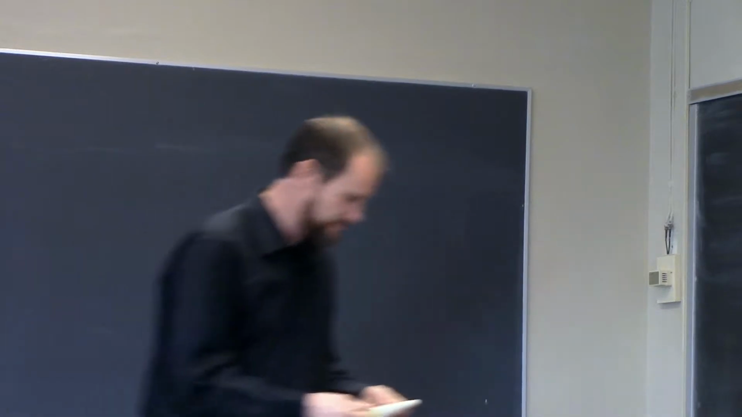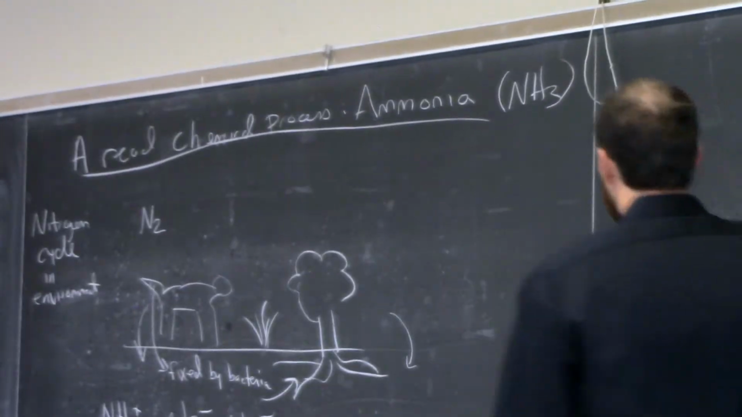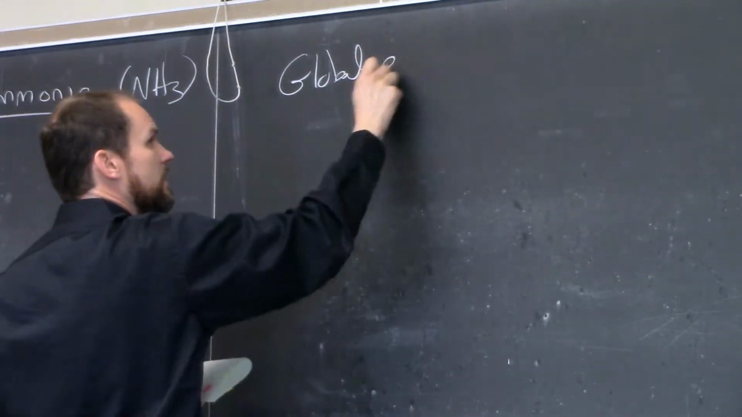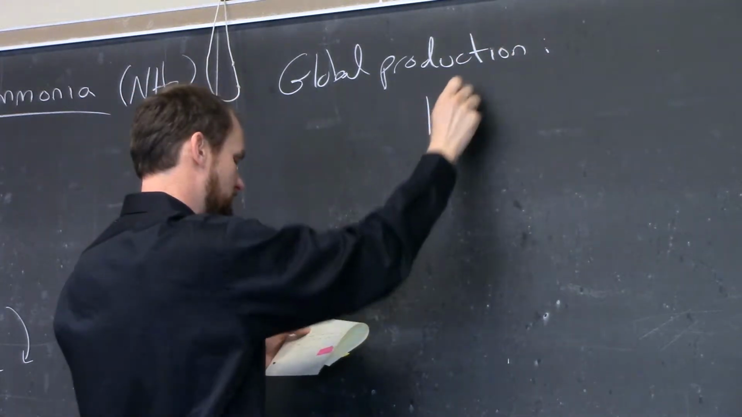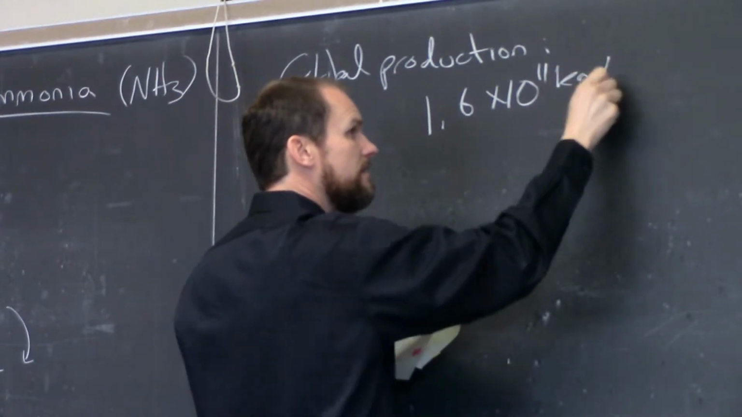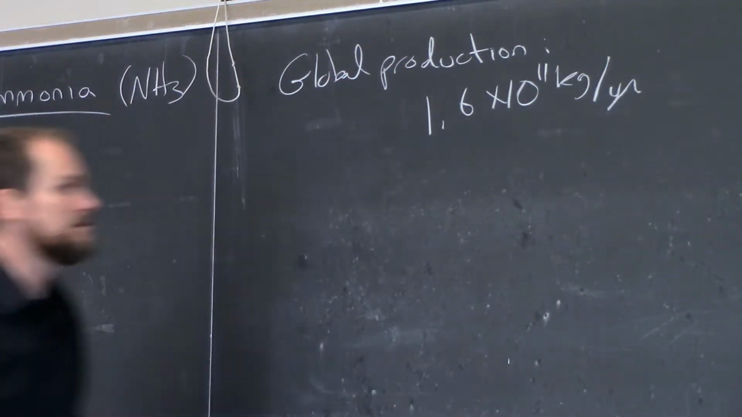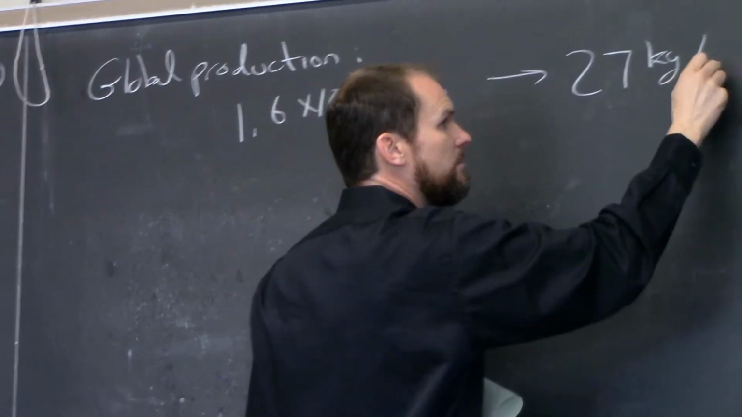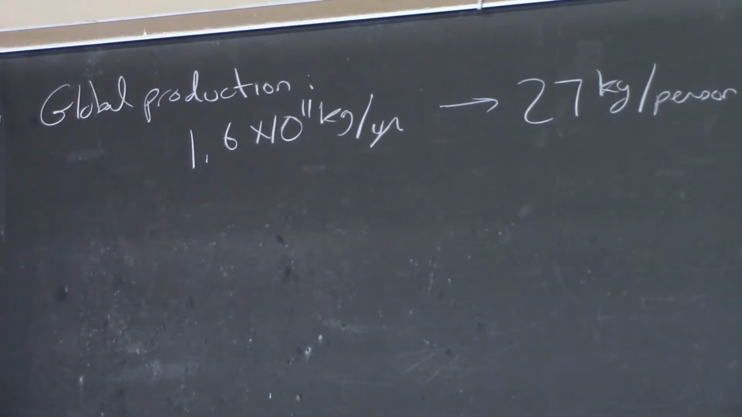So then we've started to become a major part of this cycle. The global production of ammonia is 1.6 times 10 to the 11th kilograms per year. That's a lot of ammonia we produce. This turns out to be 27 kilograms per person, for every person on the earth.